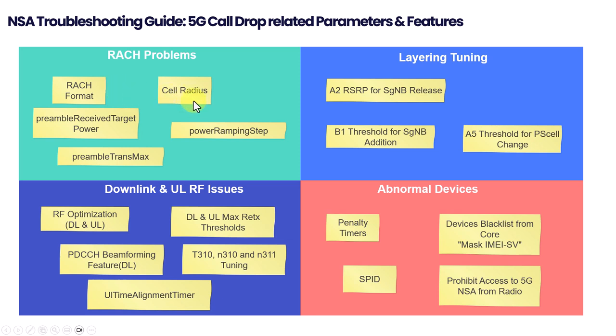Also sometimes you'll find that some of the cells are crossing the cell radius. In this case, maybe you need to change the cell radius to be able to have a successful match, which will be reflected in the call drop rate. In some cases you would like to increase the power, maybe for some of the edge sites. Also, maybe you can change the preamble transmission maximum, for example, how many preamble retransmissions are allowed at the maximum. Also, the power ramping step.